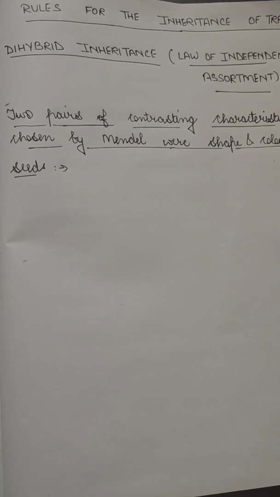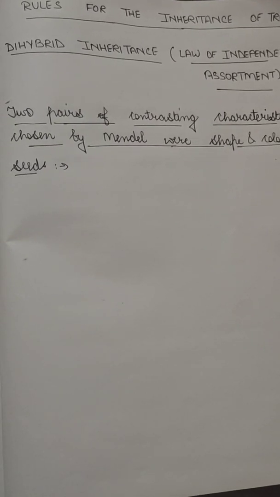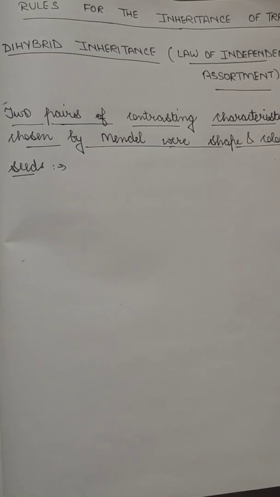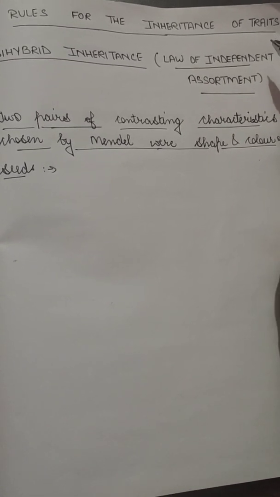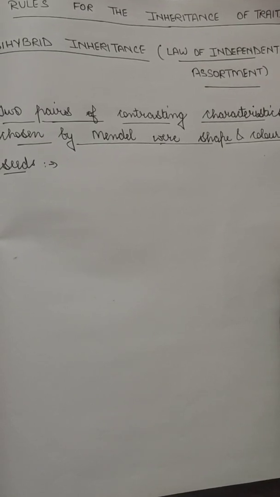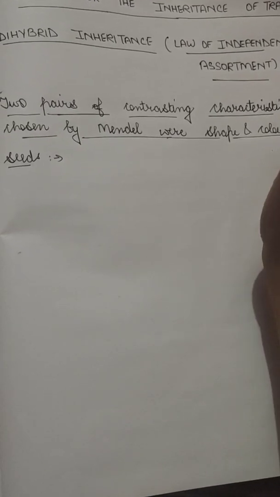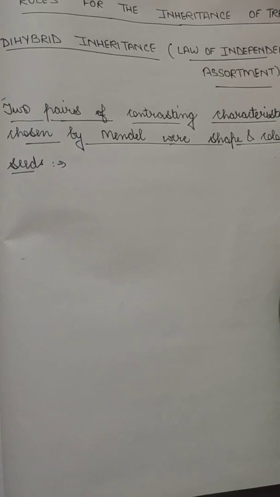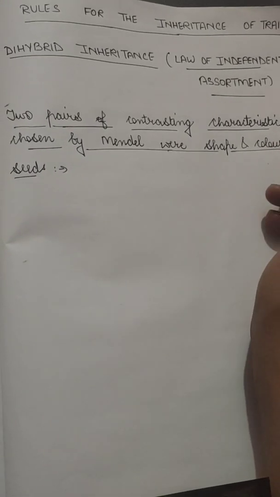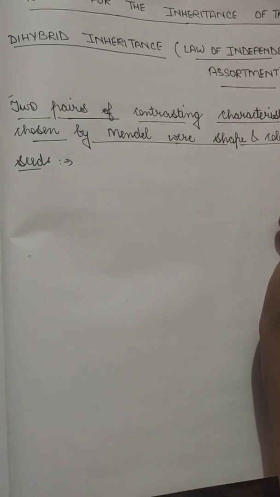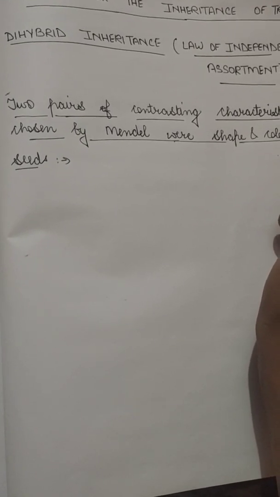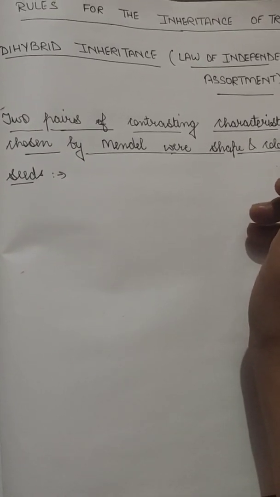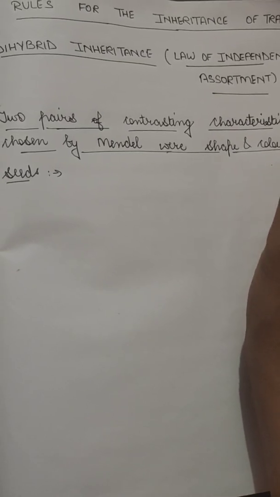So we were doing chapter 9, which is heredity, and we were doing rules for the inheritance of traits. In this there are two inheritances which we have to study. In our previous lecture we studied monohybrid inheritance, which can also be called the law of segregation. In that, Mendel traced the inheritance of a single pair of contrasting characteristics.